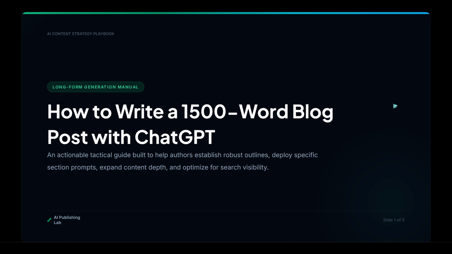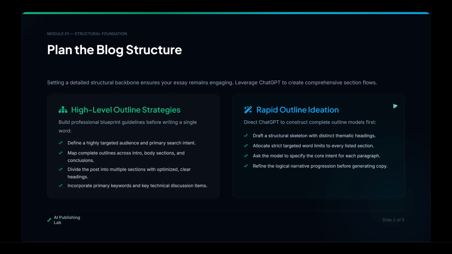Pick a focused topic and a specific audience so you know exactly who you're writing for and what they need. Then map a simple outline with an introduction, a body, and a conclusion. Break the body into clear sections with descriptive headings so readers can scan easily. List the important keywords you want to target and note the key discussion points that must appear under each heading.